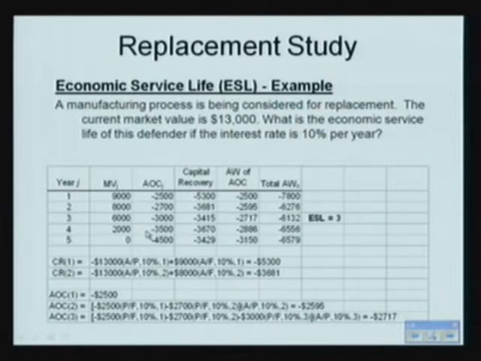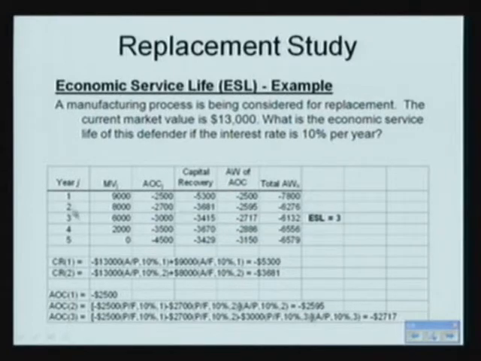So to find the capital recovery costs, come down here, CR sub 1. That's the capital recovery cost if I hold on to the asset for a single year. Well, it's the $13,000, my current market value, spread over 1 year. Then at the end of that year, I have a salvage value, the market value, of $9,000, and I spread that back 1 year, or an A given F. That turns out to be the $5,300.